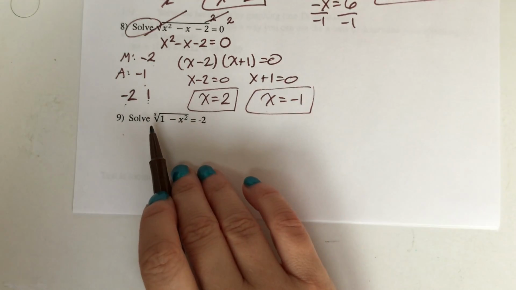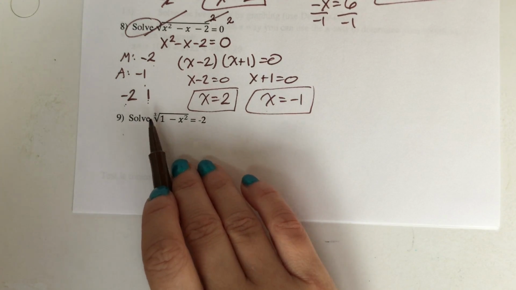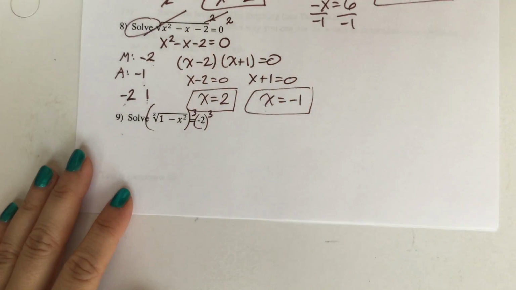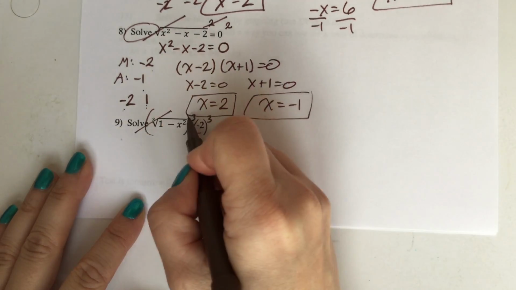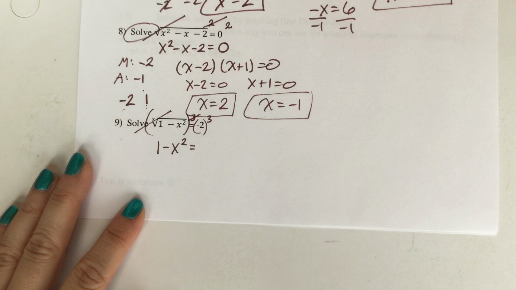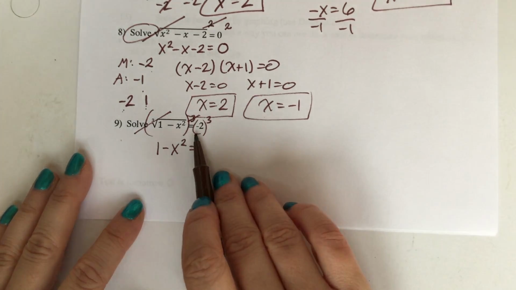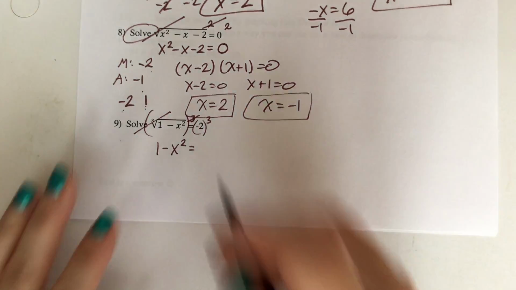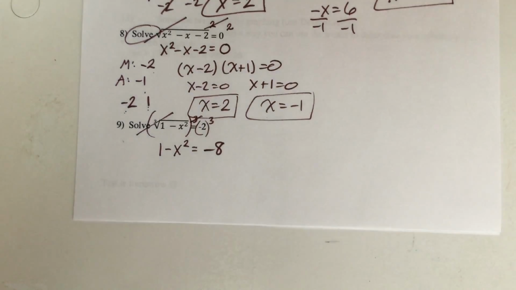If you are solving and you need to cancel a cubic root, in order to cancel a cubic root, you need to cube each side. A cubic root cancels a cube. Whatever's underneath does not change. So it stays 1 minus x squared. -2 cubed: if I take -2 times -2 times -2, it's -8.